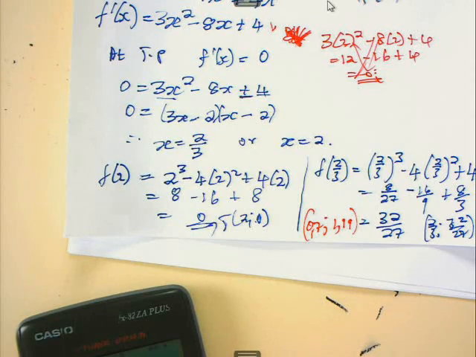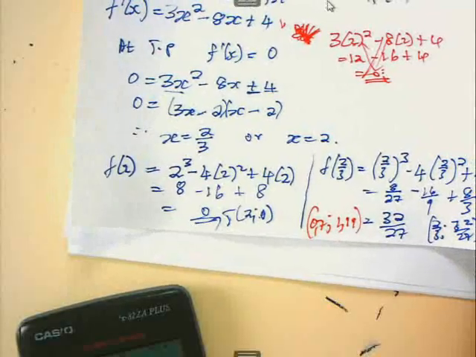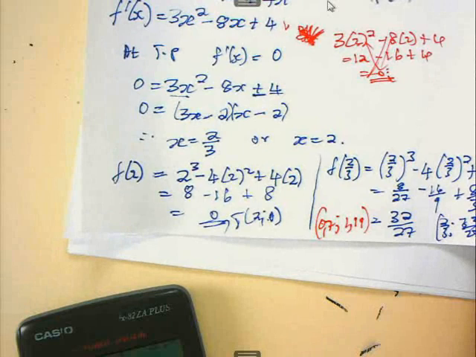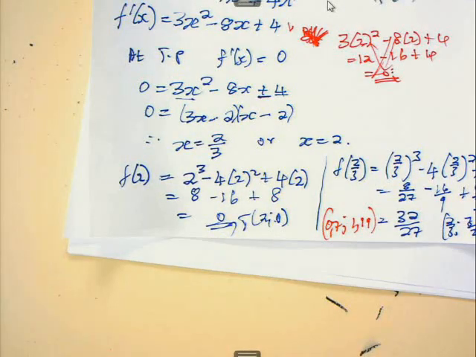Good. Now we have the x and y-intercepts. We have the turning points. So remember, how did we find the turning points? Yes, it's very, very important. Good. Now, what do you think will be the next question from here?